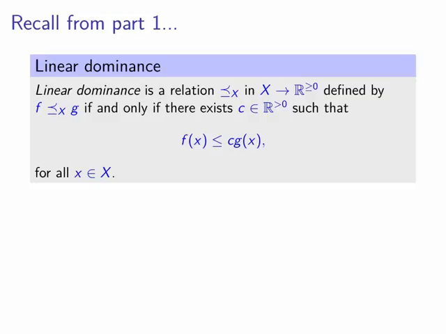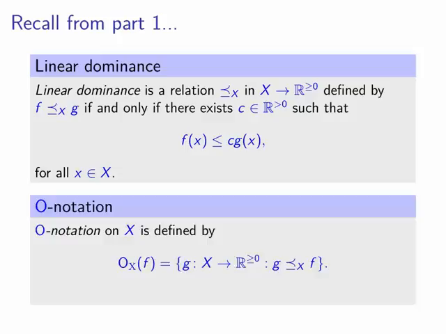Recall from Part 1 that linear dominance is a relation on the cost functions defined by f is dominated by g if there exists a positive real number c such that f is at most c times g at every point. O-Notation on X is defined by O f is the set of those cost functions which are dominated by f.